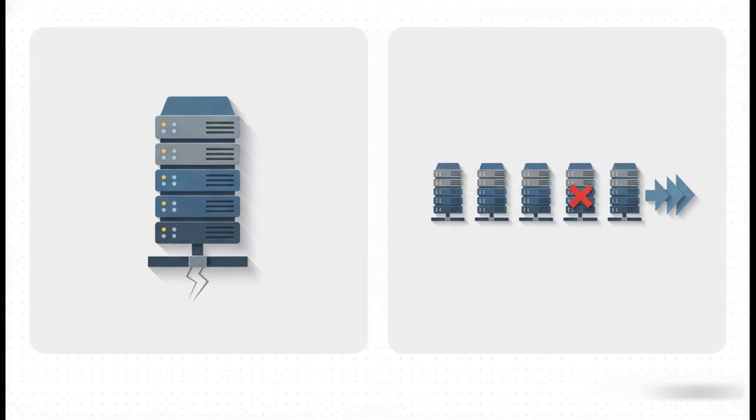On the other side, there's horizontal scaling, scaling out. This is where you just add more servers. And this is how modern, resilient apps are built for massive scale.